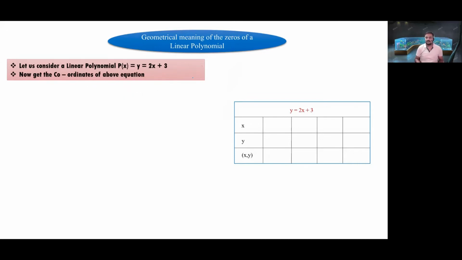Just raise your hand. I will call out your name and unmute you from my end. What is the general form of linear polynomial? Yes, Kasturi, bolo. Yes, sir. Sir, the general form of the linear polynomial is p of x is equal to ax plus b. Absolutely correct. P of x is equal to ax plus b. This is the general form of the linear polynomial.